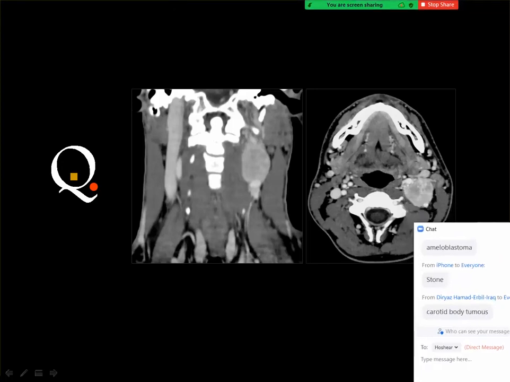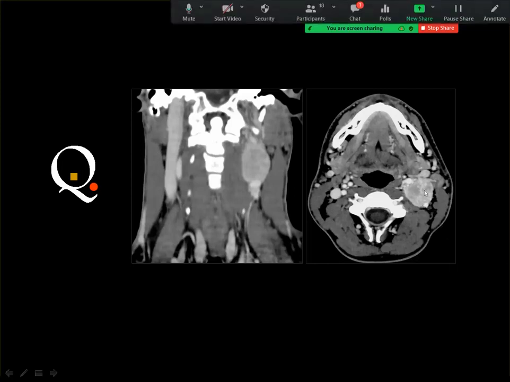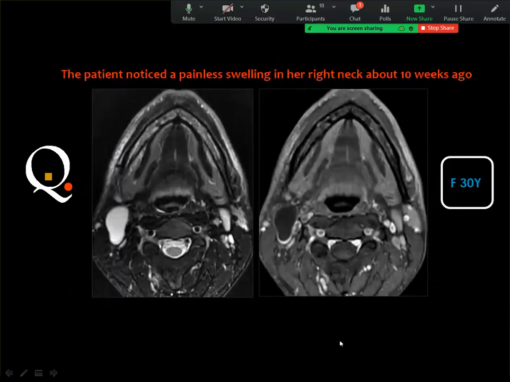Carotid body tumor, yes, this is good. The carotid body tumor is a lesion located in between the carotid bifurcation, the internal and external carotid arteries, and the lesion is centered in between. It's a strongly enhancing lesion, diagnostic of carotid body tumor.